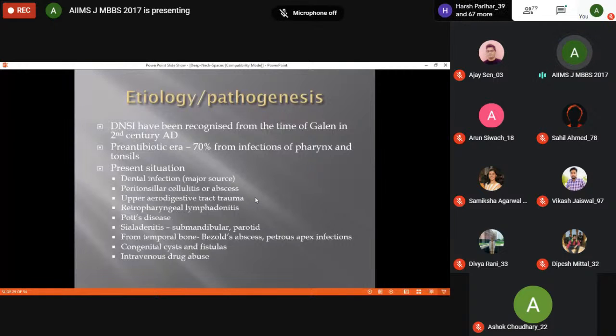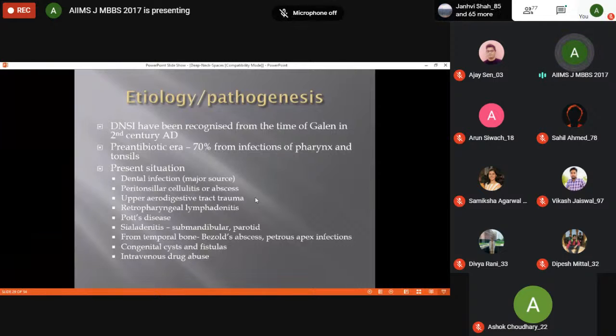as we all know, this is a very old infection. In the pre-antibiotic era, 75% of the infections were from the pharynx and the tonsil, because now we treat pharyngitis and tonsillitis very well with antibiotics, but that was not the case in the pre-antibiotic era. The most common reason now is dental infection, which is the major source of all these infections. Then comes peritonsillar cellulitis, upper GI trauma, retropharyngeal lymphadenitis, Pott's disease, that is cervical tuberculosis, then sialadenitis like submandibular gland or parotid gland infection.